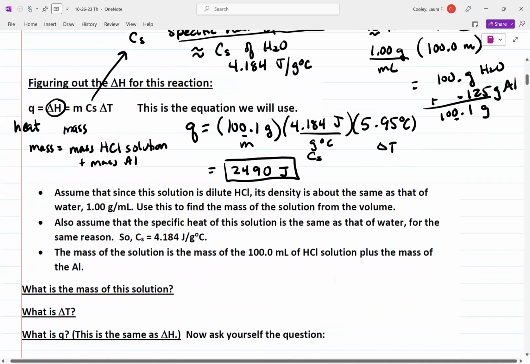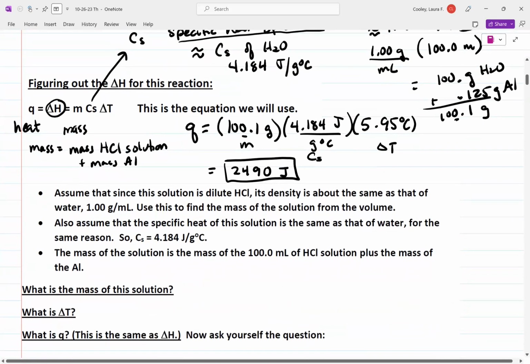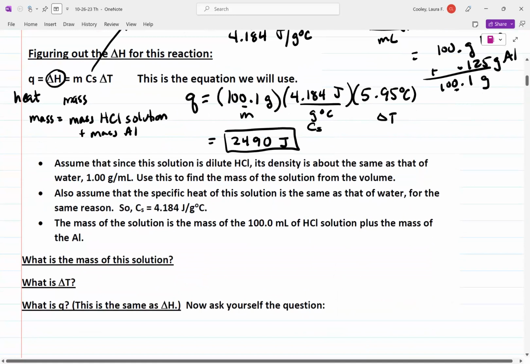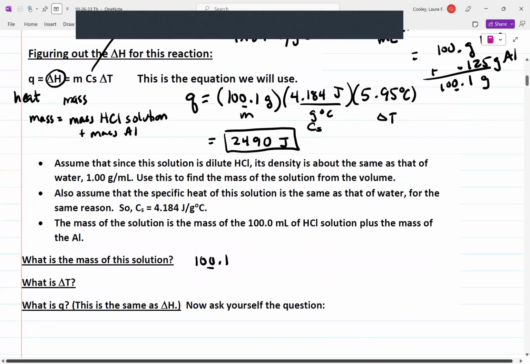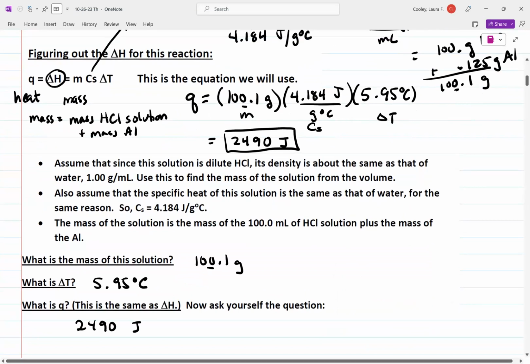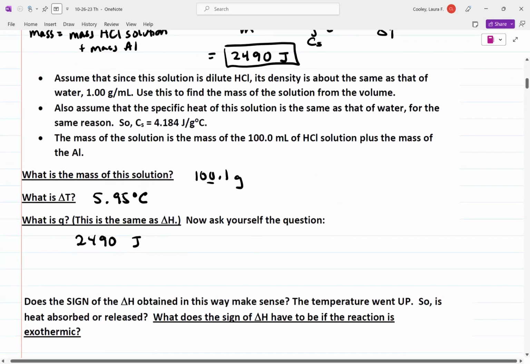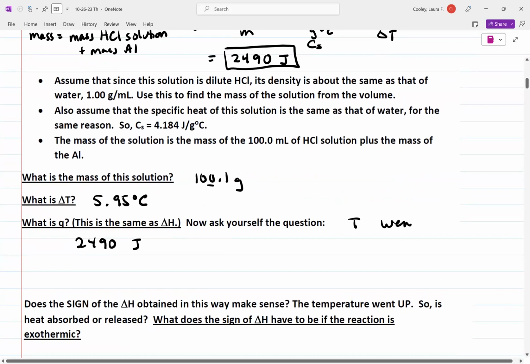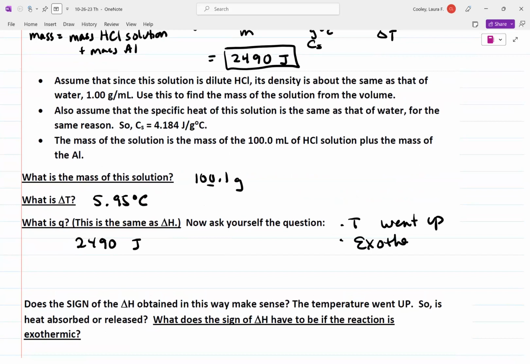But as one of you noticed last time, there's a little bit of a problem with this. This mass, I already did this. This is the 100.1, delta T 5.95. Q is 2490 joules, okay? And now we have this reaction that releases heat, okay? We know it releases heat because the temperature went up. That means that the reaction is exothermic. Heat is released.